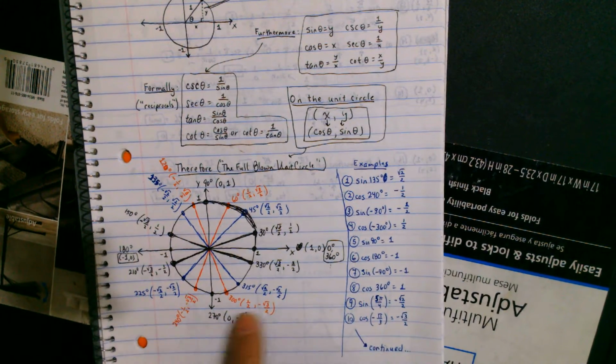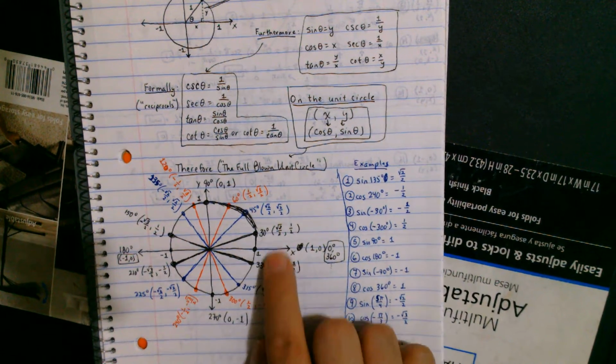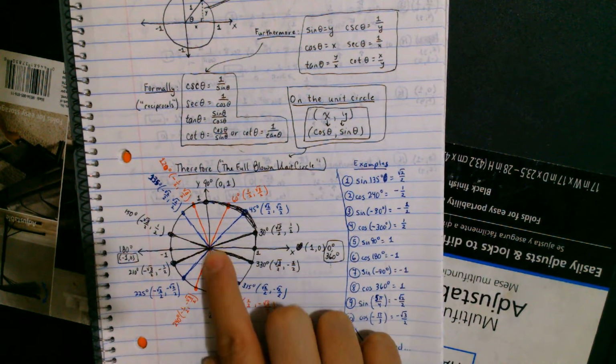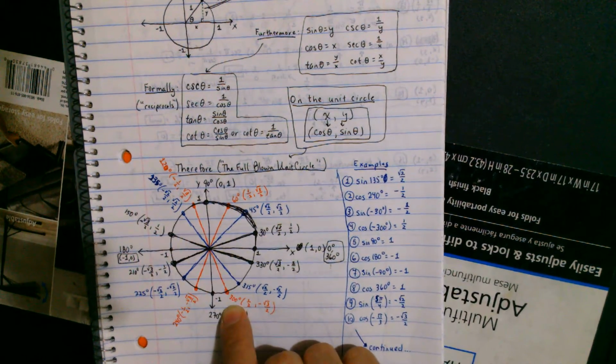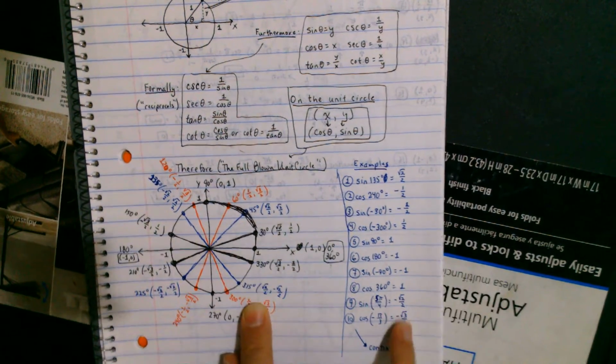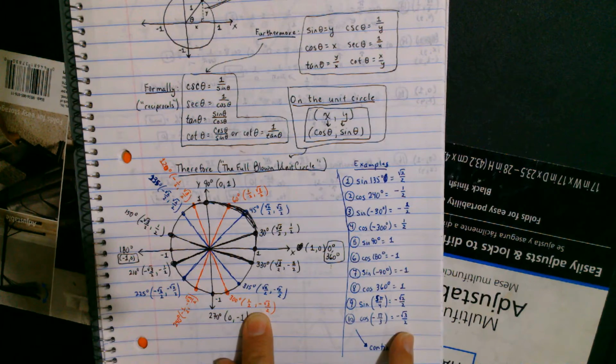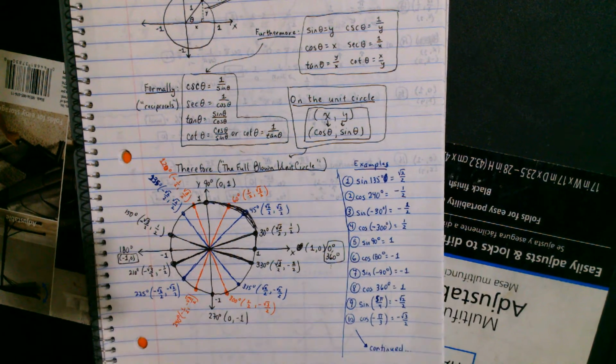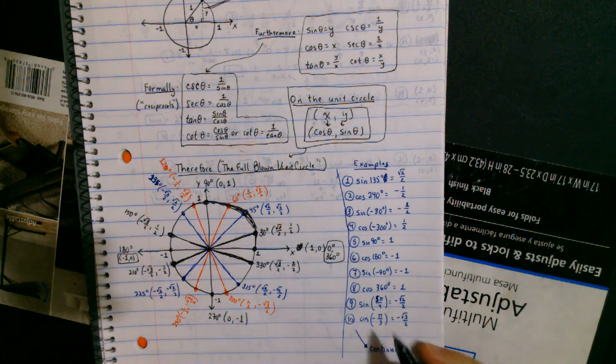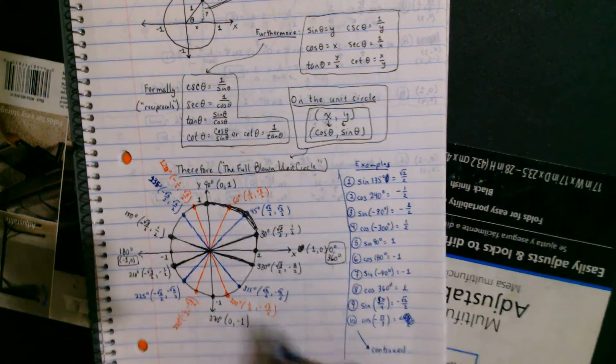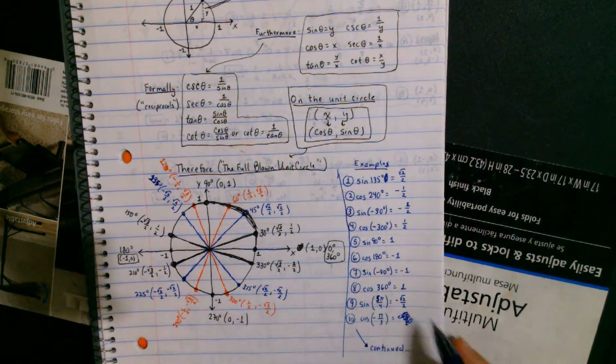And then ultimately cosine of negative pi over 3. This is negative 60. Negative 60 is here. It's coterminal with 300. Its cosine essentially here is, and I actually missed that one. Cosine of negative 60 is the first number, it should be 1/2.